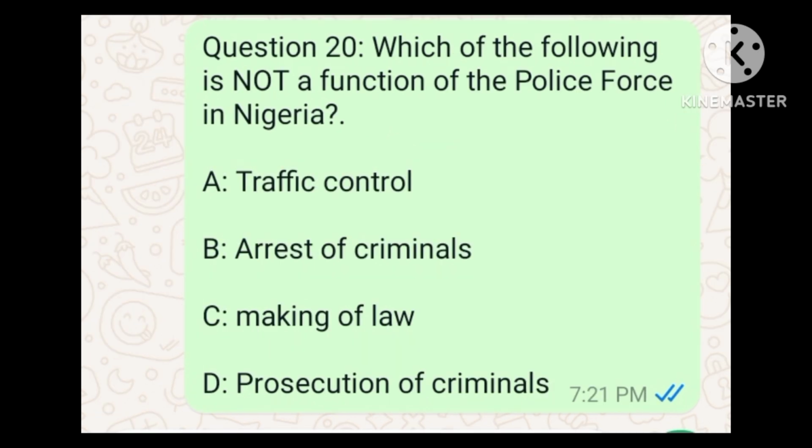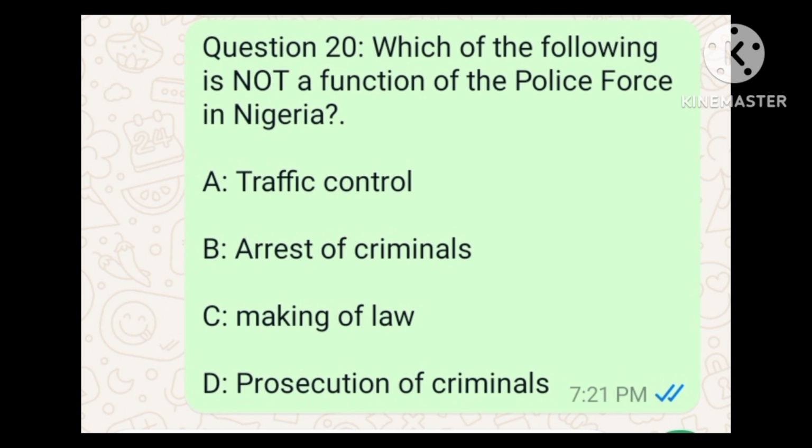The question is, which of the following is not a function of the police force in Nigeria? Option A, we have traffic control. Option B, arrest of criminals. Option C, making of laws. Option D, prosecution of criminals.